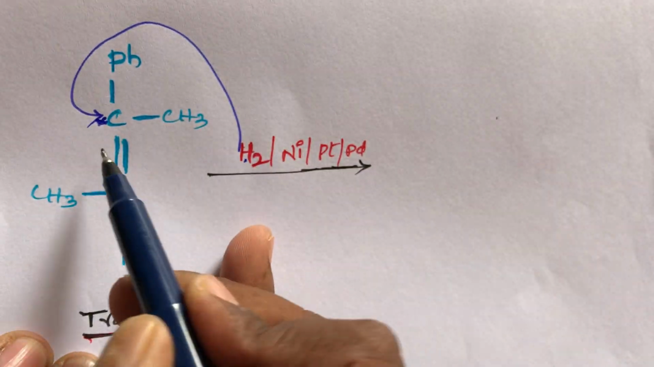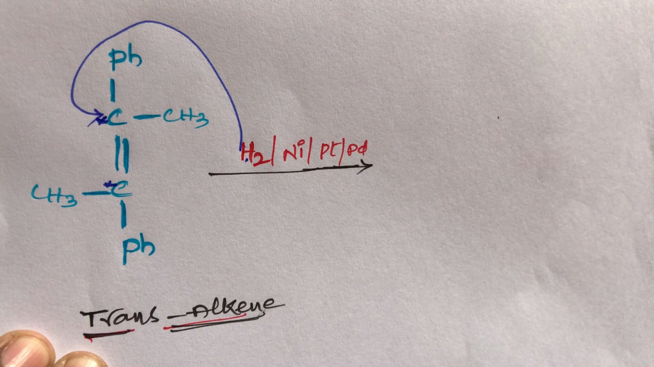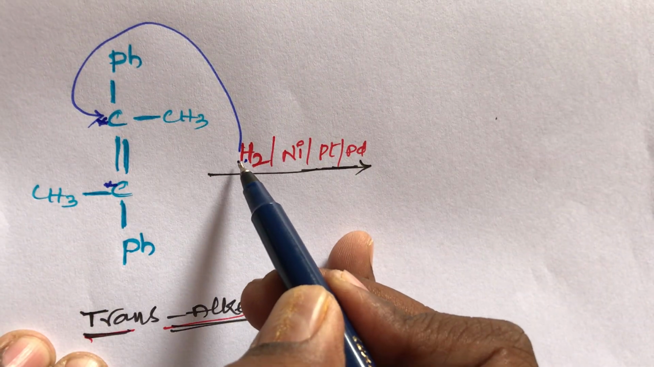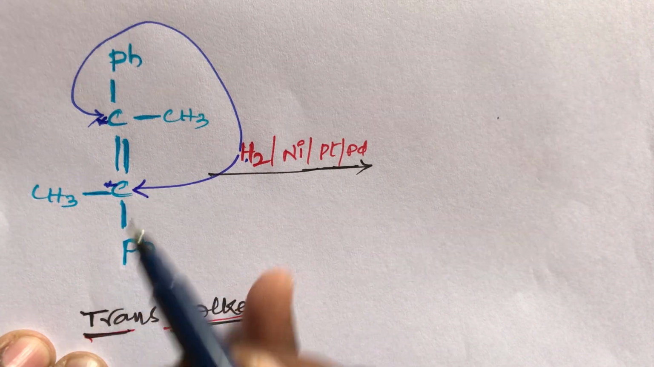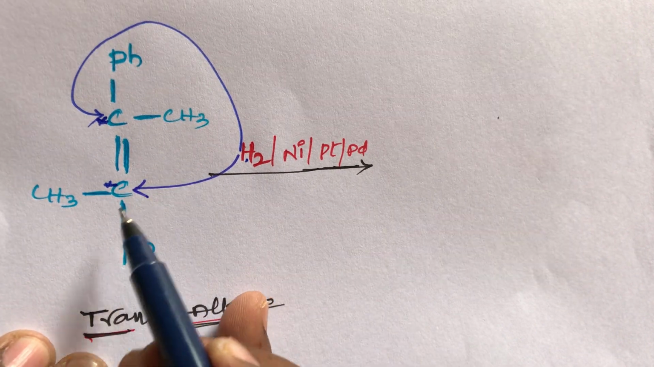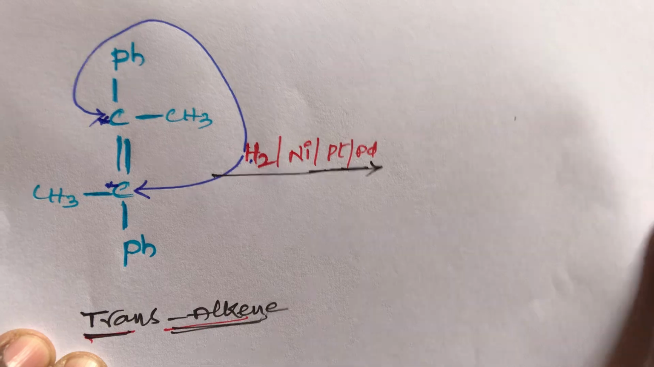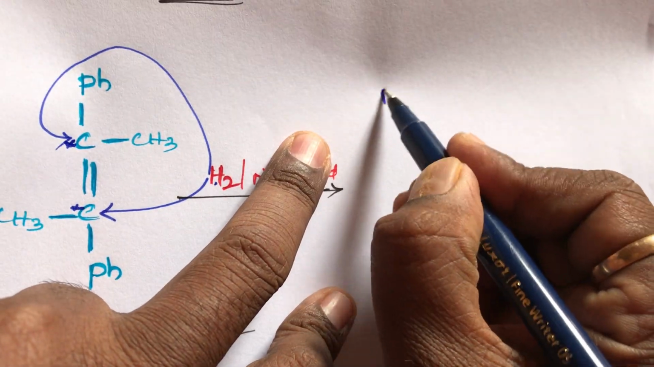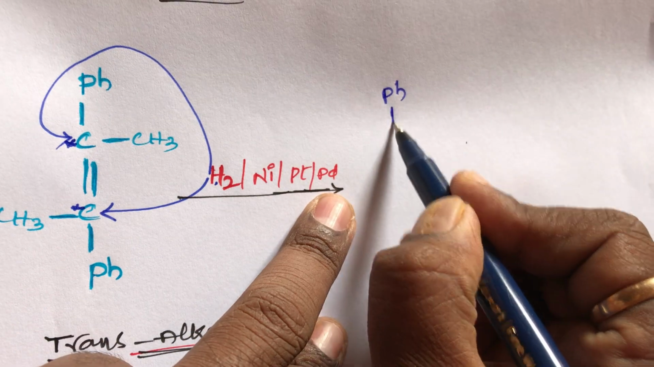Why? Because this left hand side empty space is there, so that's why one hydrogen will attack the left hand side, and one more hydrogen will attack the right hand side. Why? Because the right hand side also has empty space. So what is the final product, student? We can write here the final product.